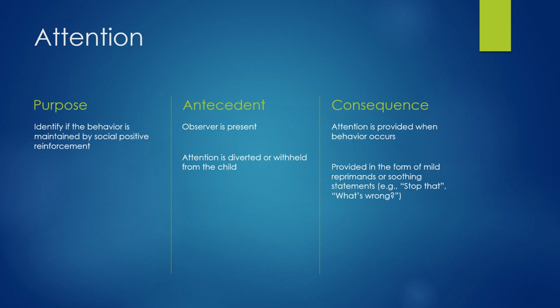In the attention condition, the child is no longer alone and an observer will be present. However, the observer should not provide the child with attention quite yet. Divert or withhold attention until the problem behavior occurs. When the problem behavior is observed, attention will be provided in the form of mild reprimands or soothing statements. For example, "Stop that," or "What's wrong?" The purpose of this condition is to identify if the behavior is maintained by social positive reinforcement.